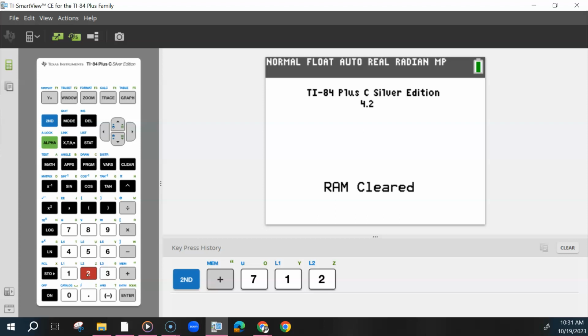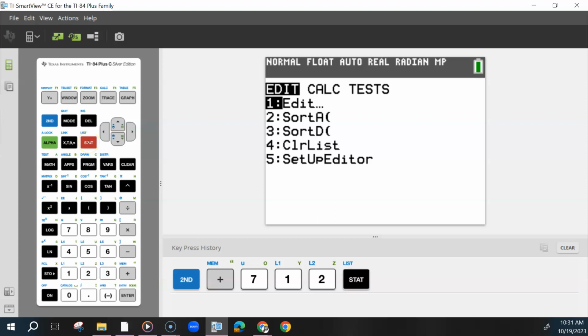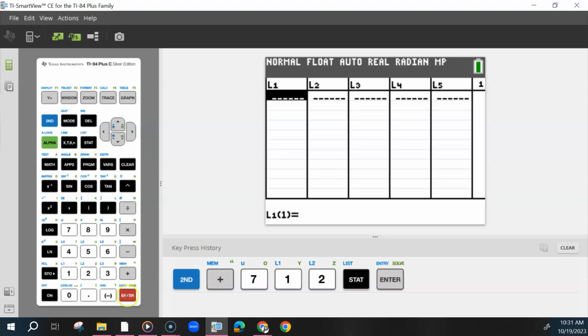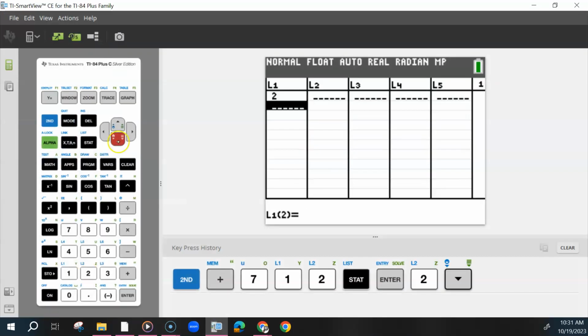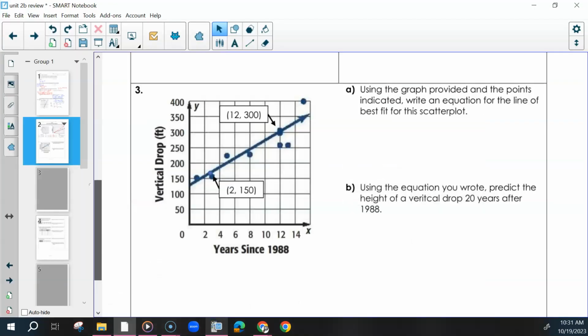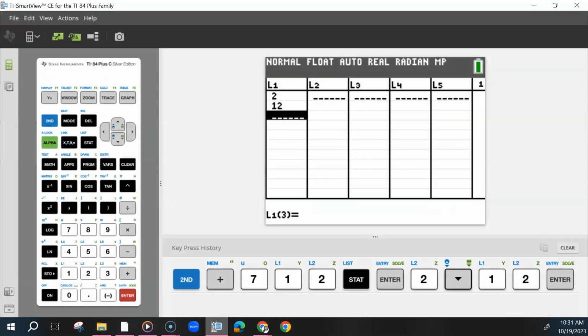We're going to go into Stat, Edit, so enter. And we need the 2 and the 12 in L1. So 2 and then 12. And then 150 and 300 in L2.